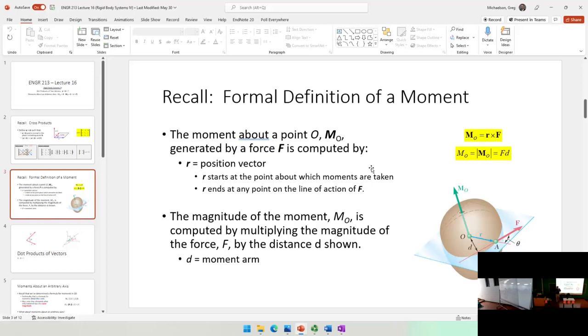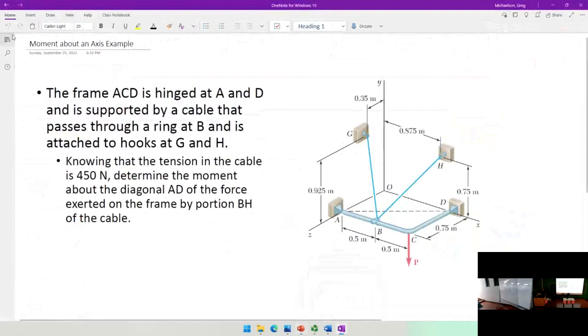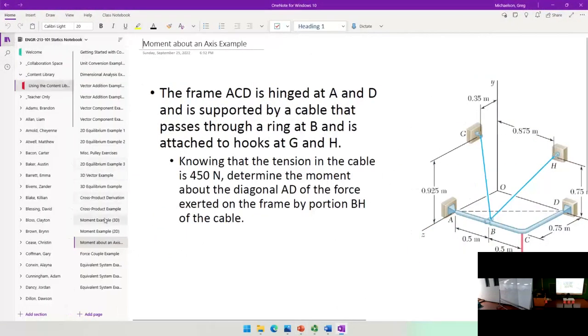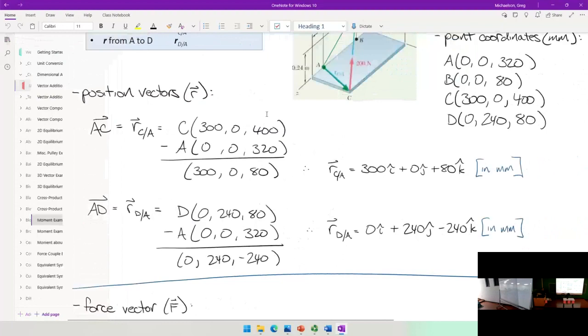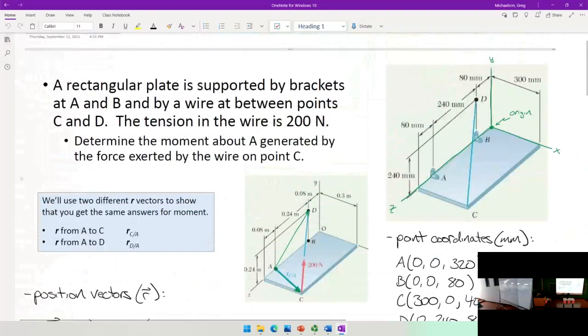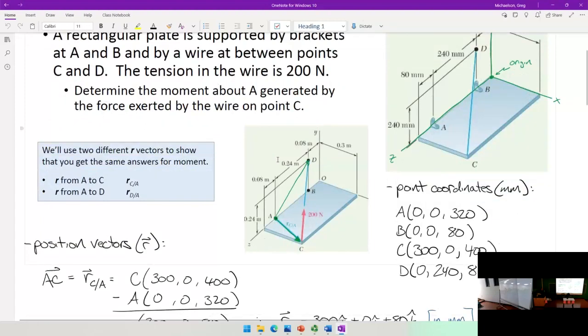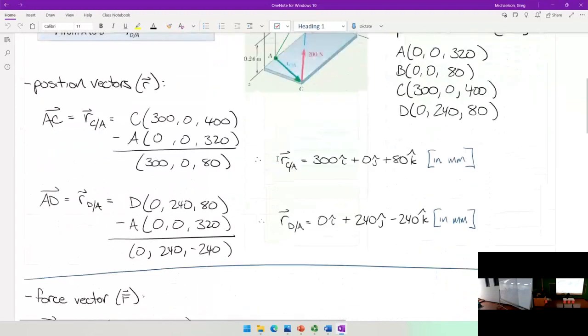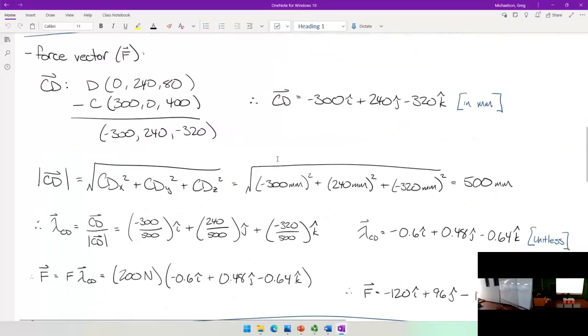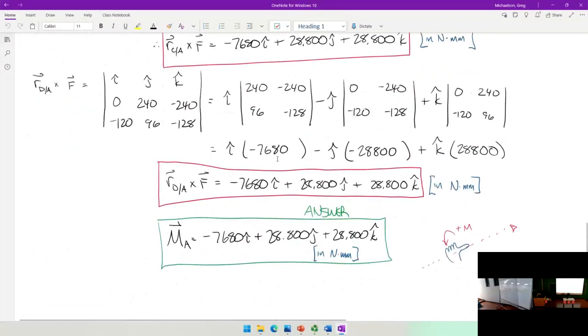Okay, but I want to make sure, again, that we're clear about the definition. So I'm going to go back to an example that we did a few lectures ago. I referenced this last time, and I'm going to reference it again. This was the first real moment example that we did, where we took our point coordinates, defined our position vectors, defined our force vectors, and then went into the land of cross products. And we got this. Now I again want to recap what this means.